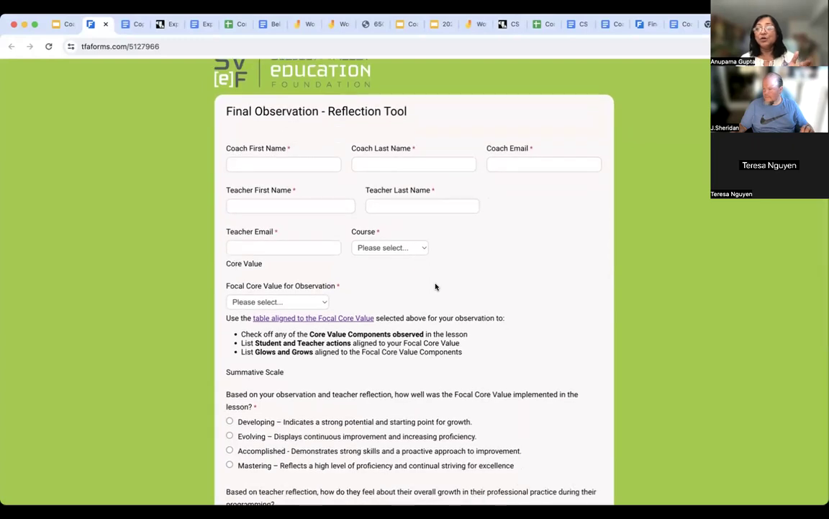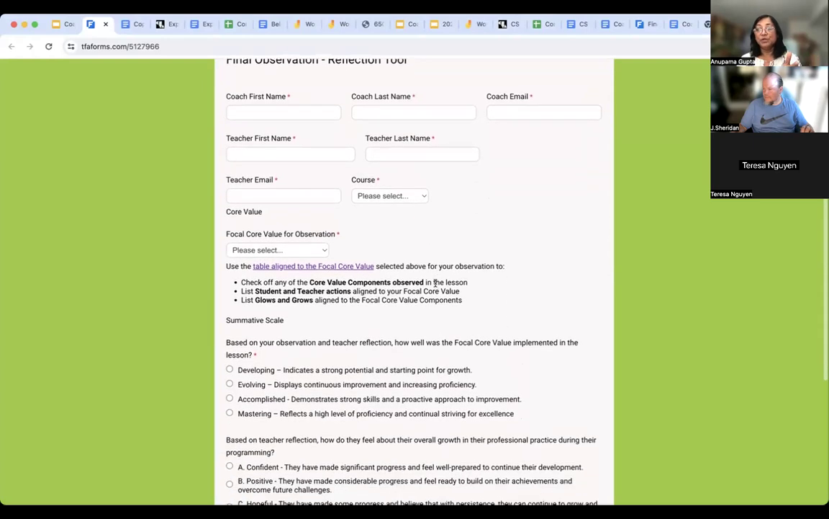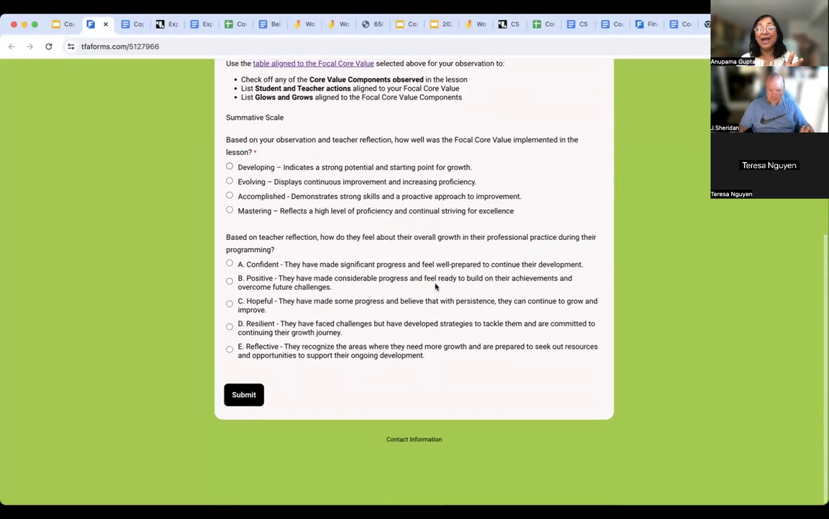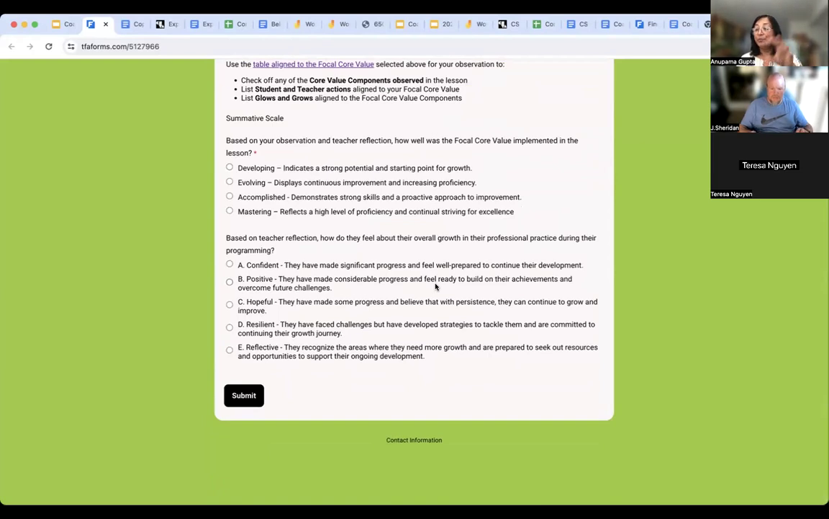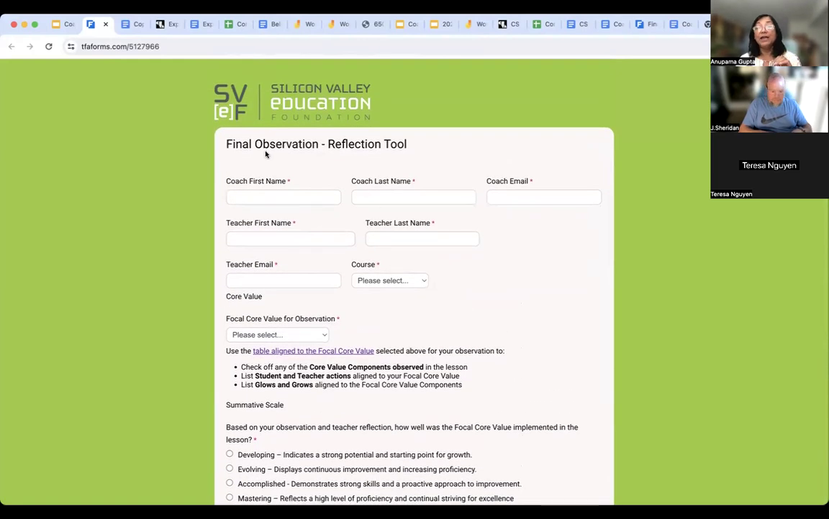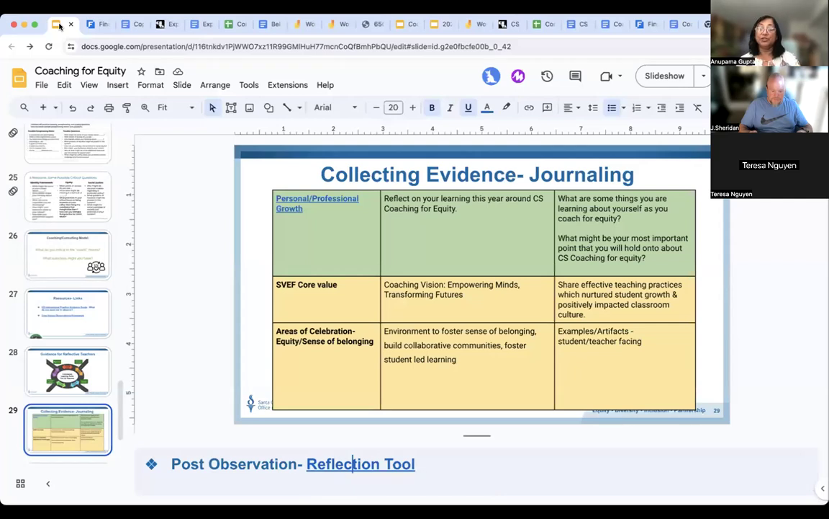So this is like your final observation tool that you would be using. I wanted to add here a place for you to drop the images or artifacts or something. So that's what I will be asking her to do. And instead of calling it the final observation reflection tool, it would be our post observation reflection tool. So you will be filling it after you observe a teacher, and you put in any evidence of any artifacts, pictures, images.